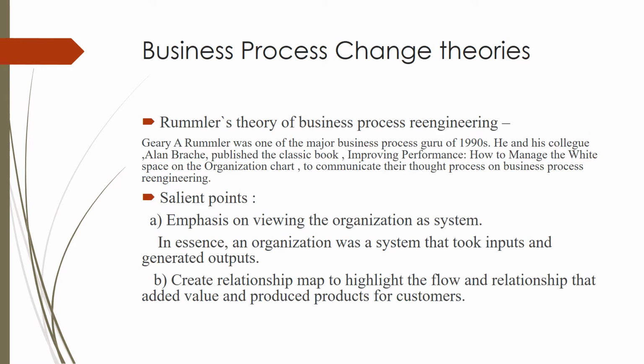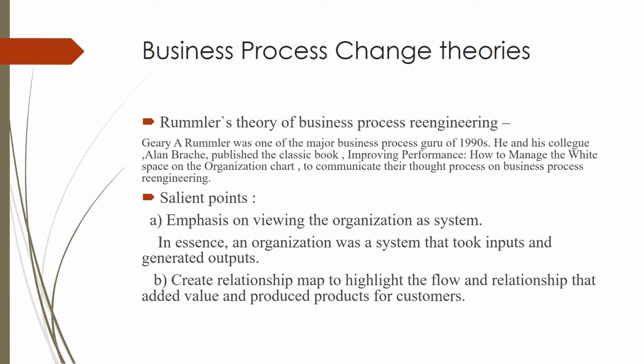Business process change theories. Process improvement gurus Gary Rummler and Michael Hammer provided two different approaches for process improvement. However, their main idea for process improvement was premised on a similar concept: that traditional managers need to visualize the organization as a whole rather than thinking primarily in terms of divisions, departments, or their own functional unit.